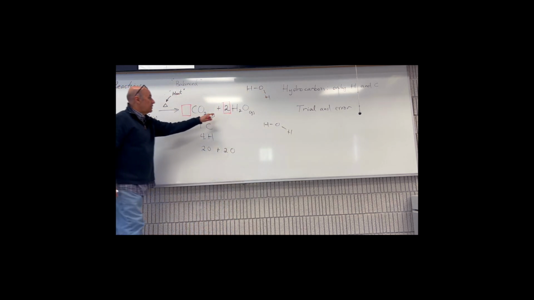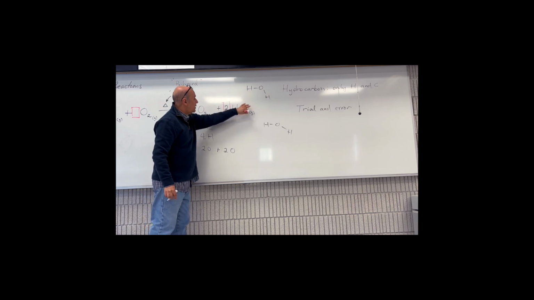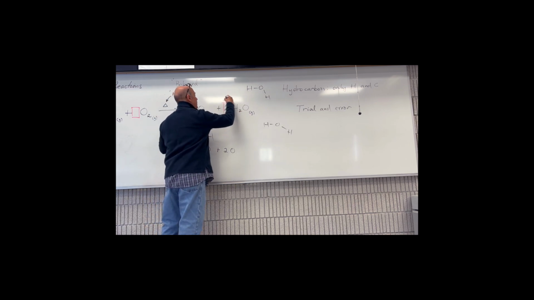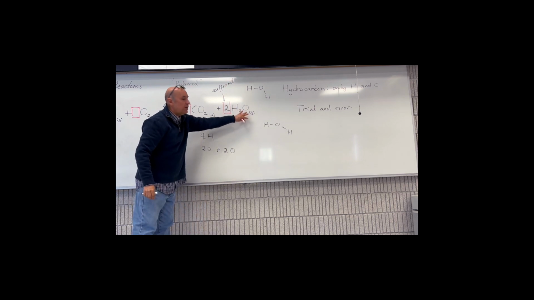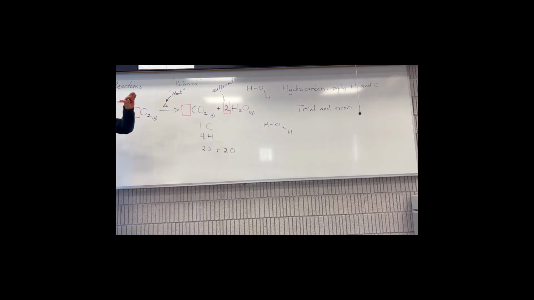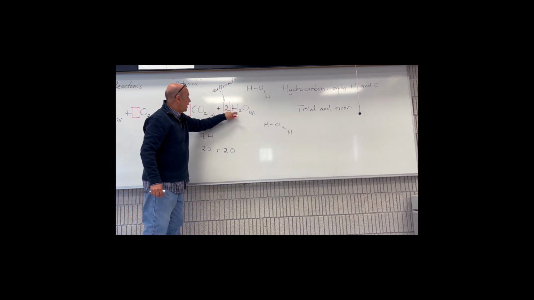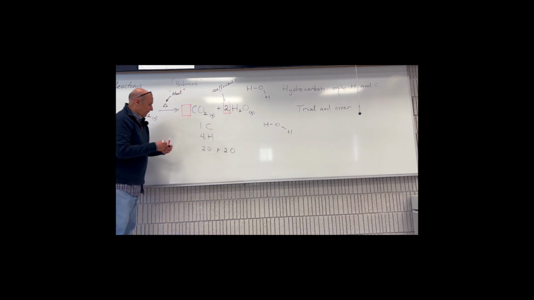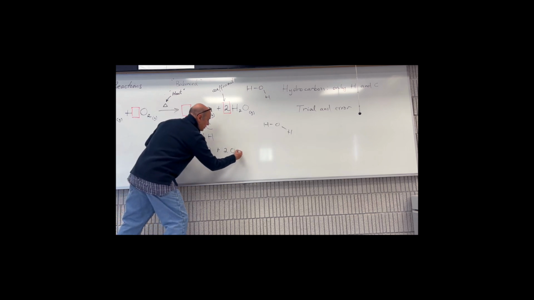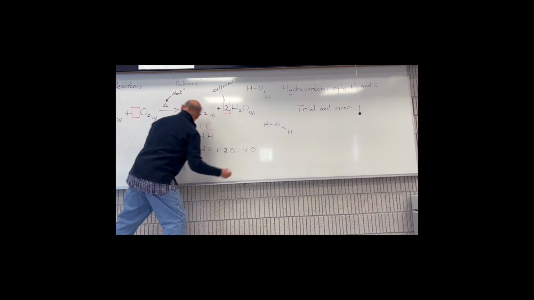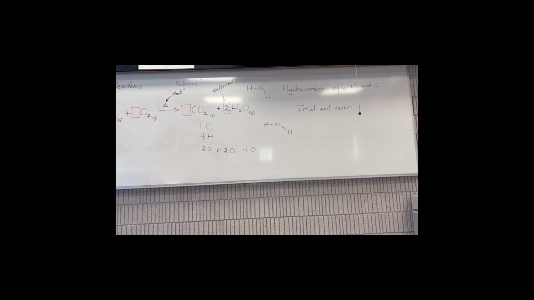So don't forget, this number in front of the molecule, which we call a coefficient, affects the whole molecule, not only the first element. So that too makes these 4 hydrogens and 2 oxygens. So that means we have a total of 4 oxygens, and we only have 2 over here. So we're not done. We need to keep trying.